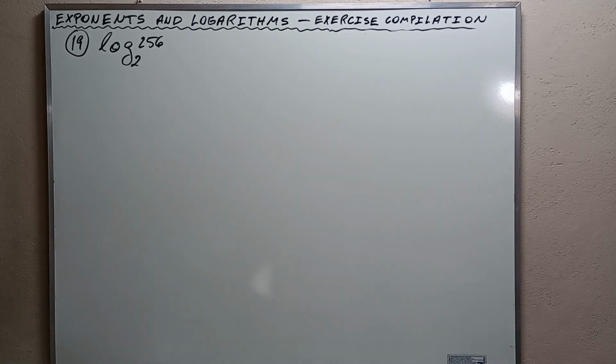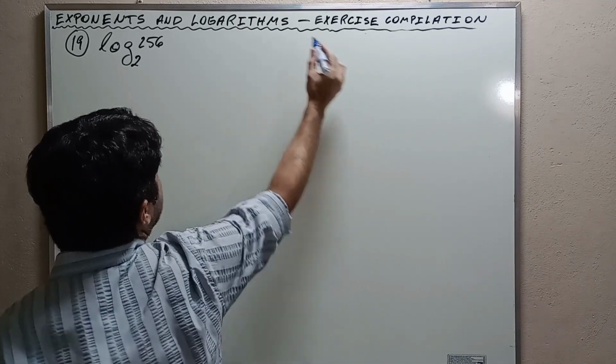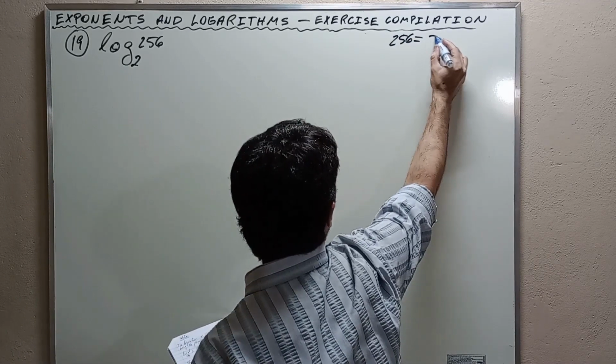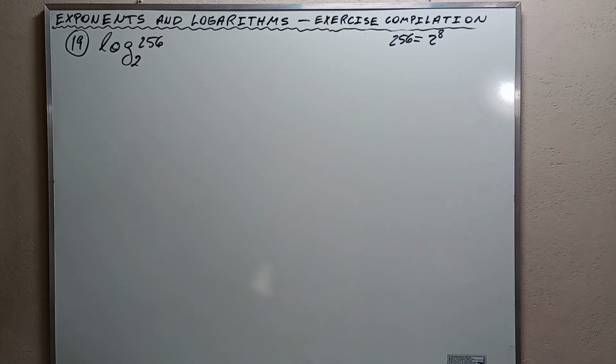Exercise 19. What is the value of logarithm 256 base 2? And the solution consists of converting the number 256 to the power of 2, okay? 256 is equal to 2 to the 8th, okay? This is what we are going to do.